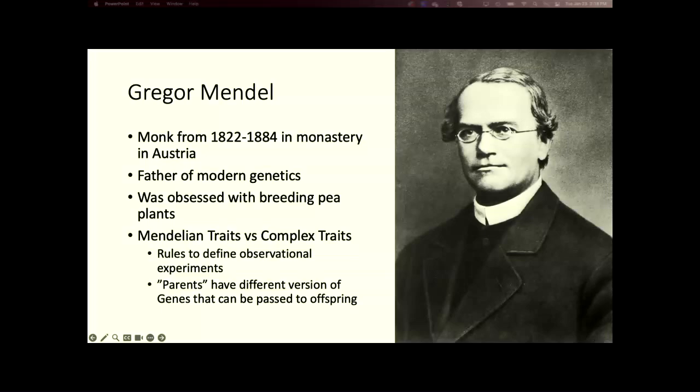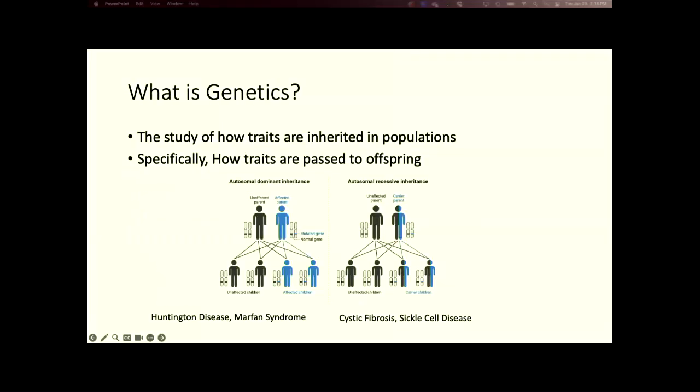He discovered Mendelian traits and a system of rules to define observational experiments. The key discovery he made is that parents have different versions of genes that can be passed to offspring. So let's step back and ask, what is genetics?